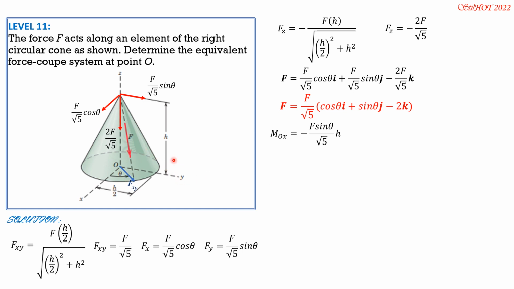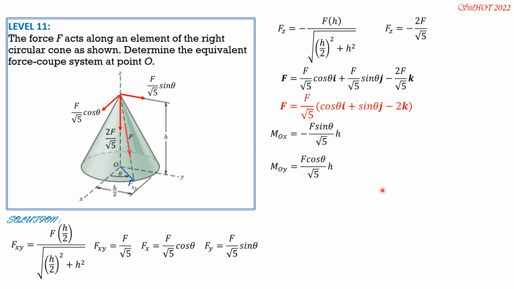So MOX is negative F over square root of 5 sine theta times h. MOY, your right thumb here, the positive sense of moment is in this sense. So zero because it is parallel. It passes through OY, so no moment. Only this component of force has moment about OY. And the positive sense is in this direction. If your right thumb is here, the curling of your forefingers would be in this sense, which is the same sense as the moment of this Fx here. So therefore, it is positive. MOY is F cosine theta over square root of 5 times h. Then MOZ is 0, as mentioned earlier, because F passes through z.